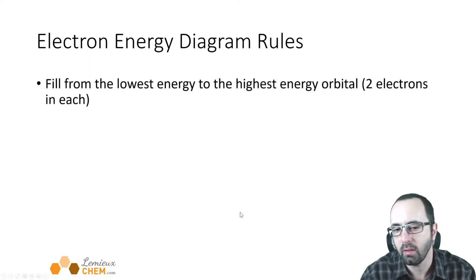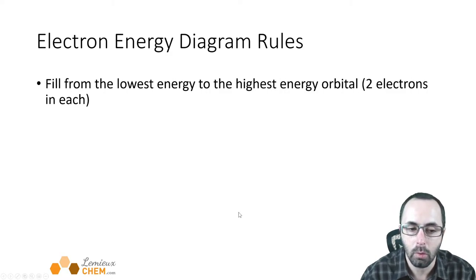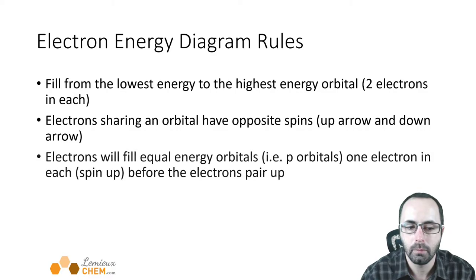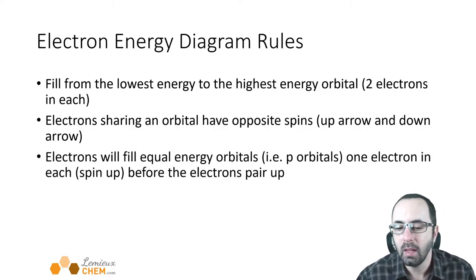So as you saw here, let's review the rules we just did. We fill the lowest energy orbitals first, and then we go to higher energy orbitals. We can put 2 electrons in each orbital. Electrons sharing an orbital have to have opposite spins, represented by an up arrow and a down arrow. And electrons will fill up equal energy orbitals first in the case of p orbitals. So we haven't gotten there yet, but this is the third rule that we'll use. And we'll do 1 electron in each orbital spin up before we pair the electrons.